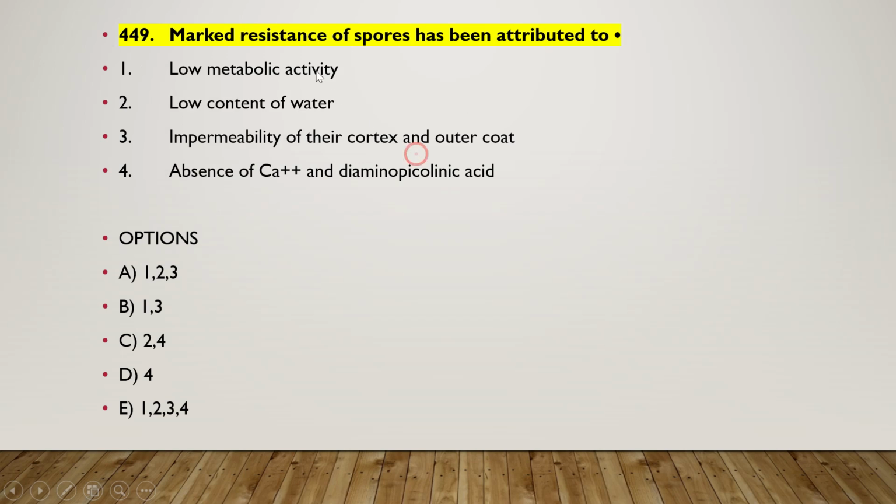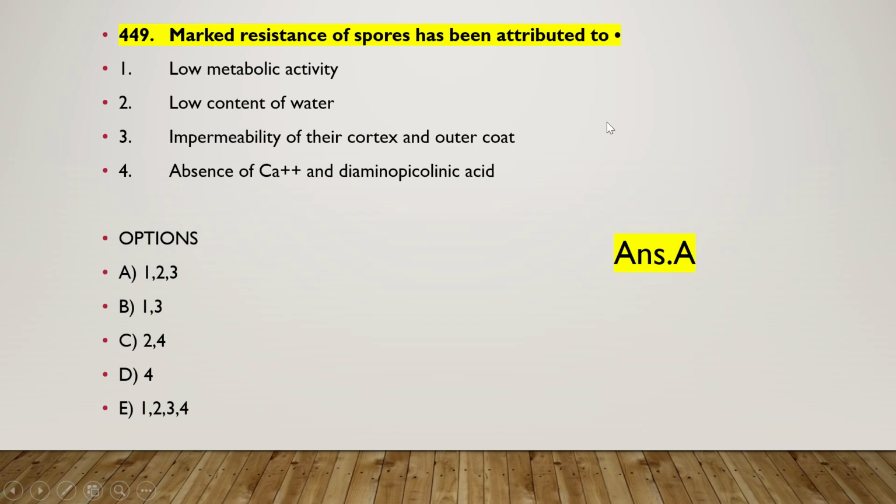So next one is: marked resistance of spore has been attributed to low metabolic activity, low content of water, impermeability of their cortex and outer coat, absence of calcium and dipicolinic acid. So the right answer is option A. First three options are correct.